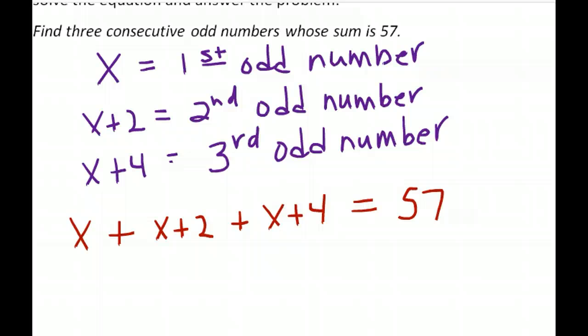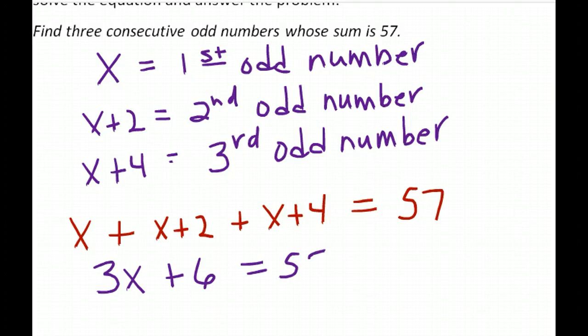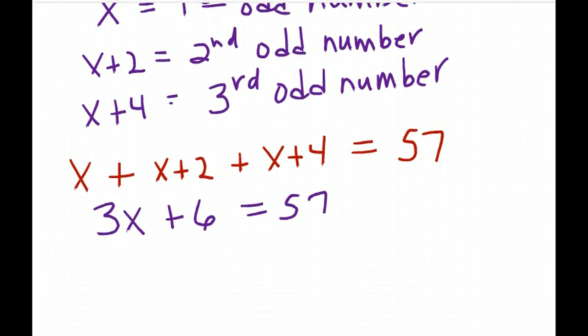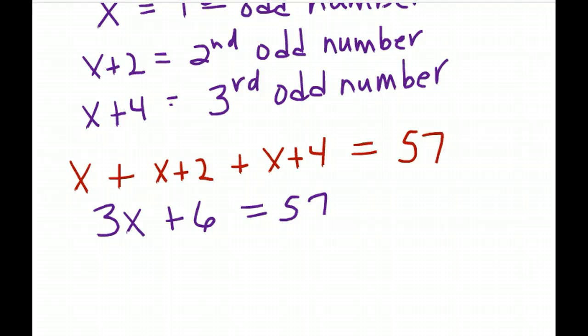We're ready to collect up like terms. So how many x's do we have? 3. So 3 x's. All right, and then with the numbers we got plus 2, plus 4 is plus 6, equals 57. Now we got just a regular old problem to solve.